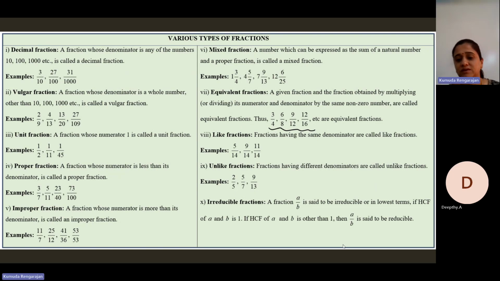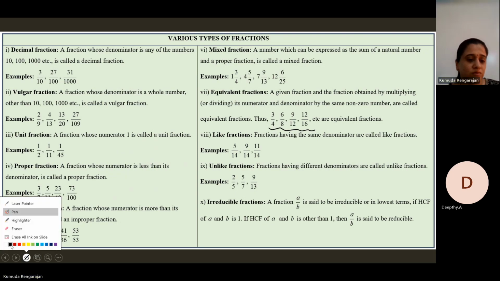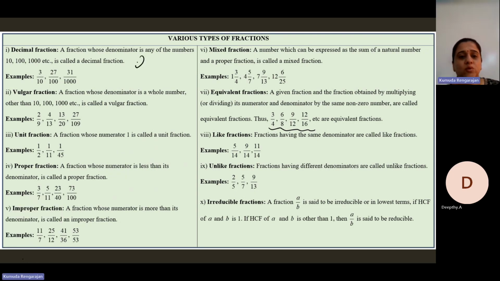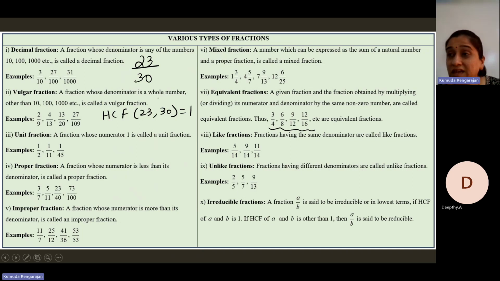Irreducible fractions. Now, 23 by 30. The HCF of 23 and 30 is 1. If the HCF of the numerator and the denominator of the given fraction is 1, then the fraction is said to be in the irreducible form. Irreducible meaning you cannot reduce it.